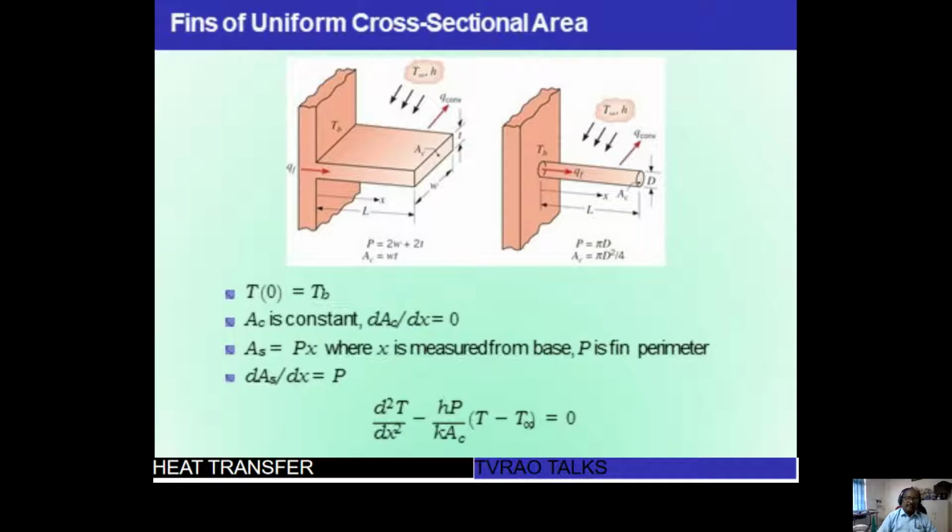And AC is the cross section of this fin. How is the cross section? The perimeter into the thickness, if you take a small element. The derivative of the cross section, dAc/dx, equal to 0. That means it's a uniform cross section; the cross section is not changing, it is constant. So the cross-sectional area is P into X, where P is perimeter. And this will be the governing differential equation.